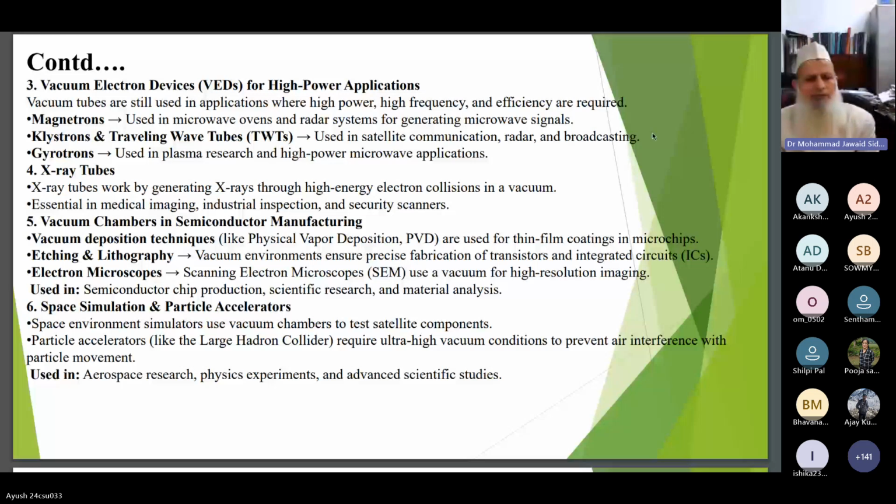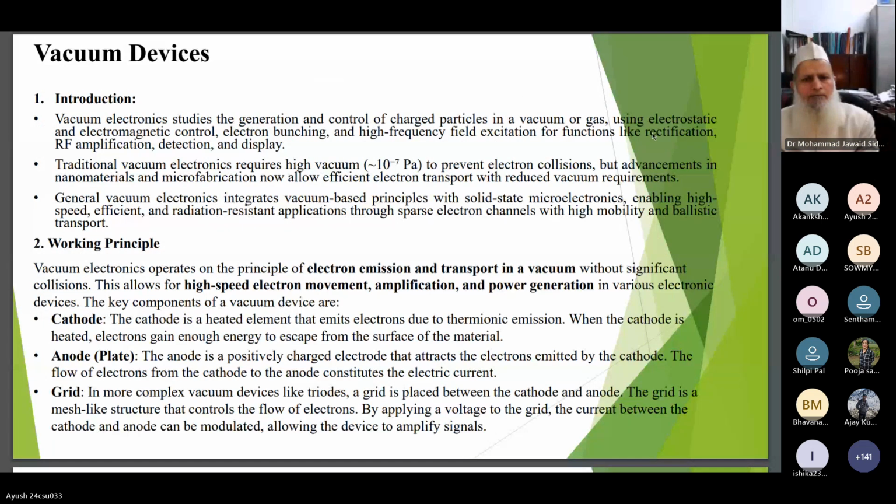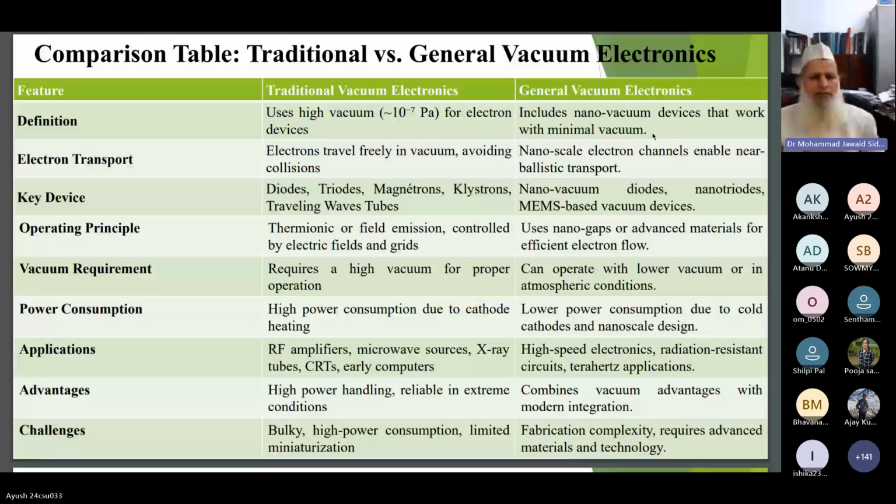Please, next slide. Please go to the next slide. Yeah. So working principle, briefly we will discuss the working principle. Please go to the previous slide.